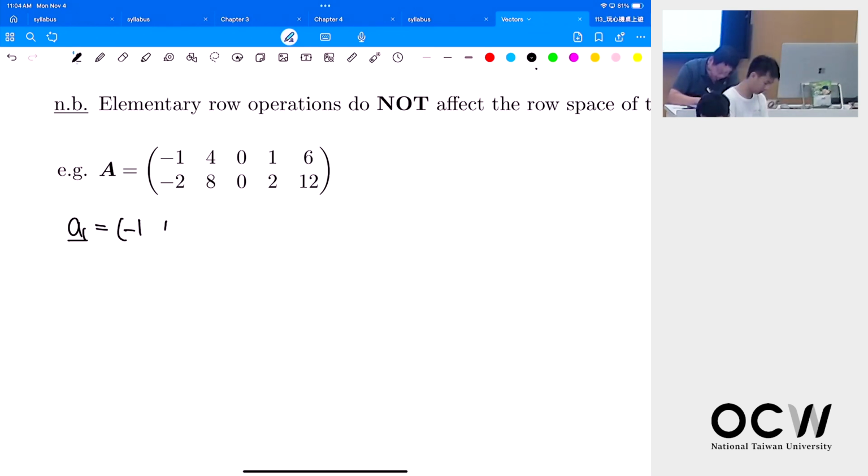-1, 4, 0, 1, 6. A2 is the second row: -2, 8, 0, 2, 12.